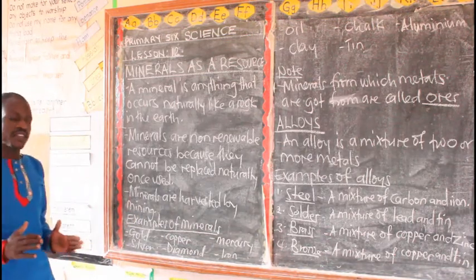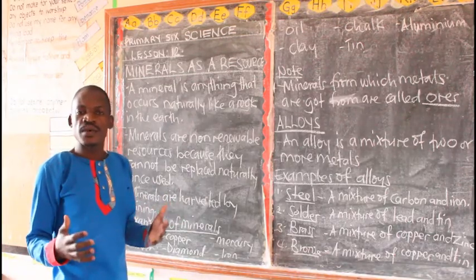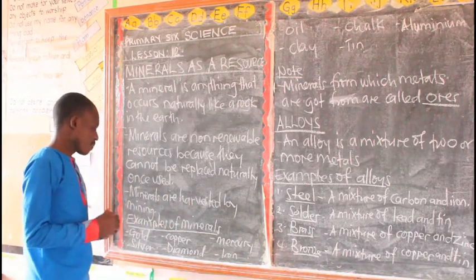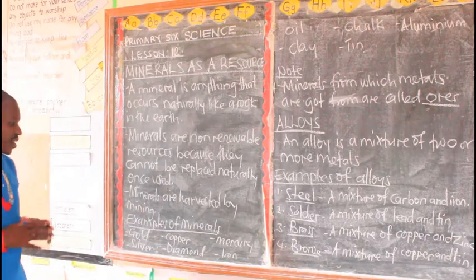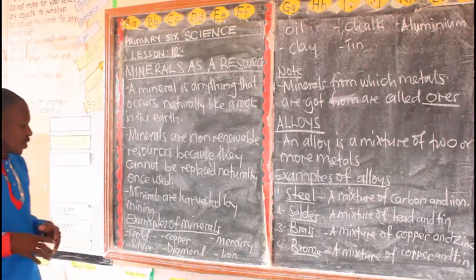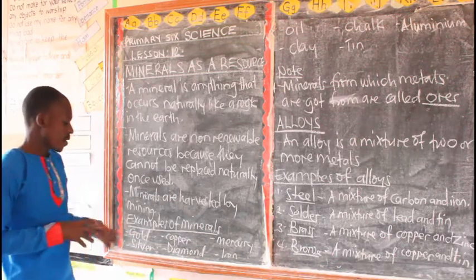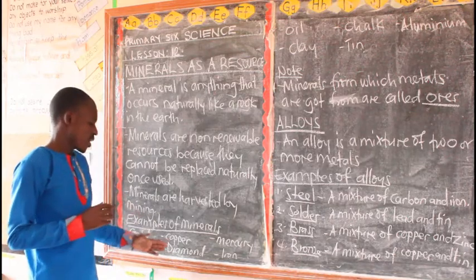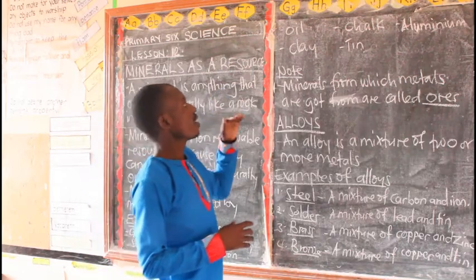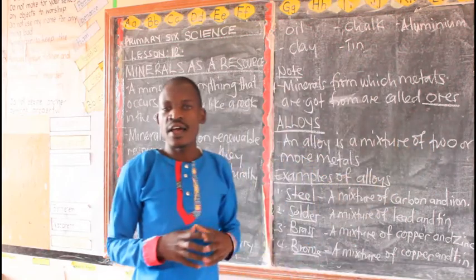Then minerals are harvested by mining. Sometimes they can ask you, state one way how minerals can be harvested from the ground. That's by mining. Then we have examples of minerals. There are different minerals. One, we have gold. We have a mineral called silver. You ever heard about the gold medals, silver medals? They are made out of these minerals, gold and silver. We have a mineral called copper. We have diamond, mercury, iron, oil, clay, chalk, tin, aluminium, and very many other minerals.